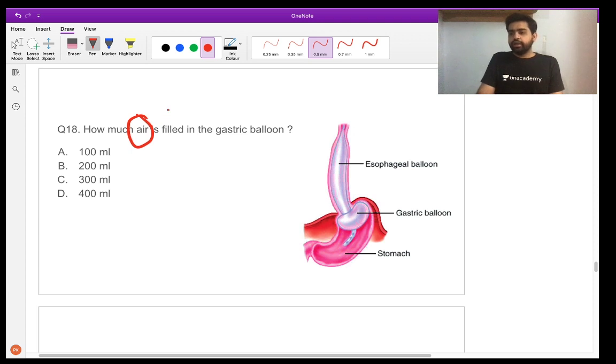We don't inject fluid inside it. Okay, so how much amount of air is injected in the gastric balloon? Is it 100 ml, 200 ml, 300 ml, or 400 ml? So the question is asking, what is this basically? This is a Sengstaken-Blakemore tube, and what they're trying to ask you is how much amount of air will be injected in this.